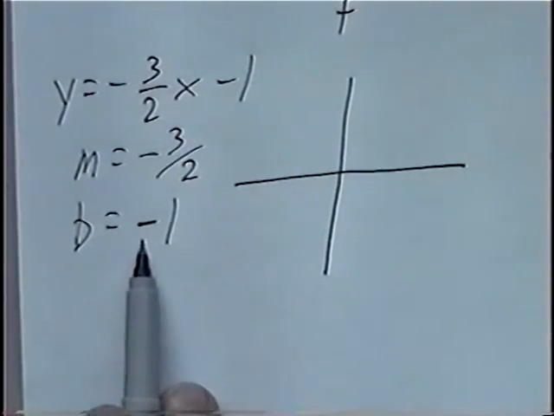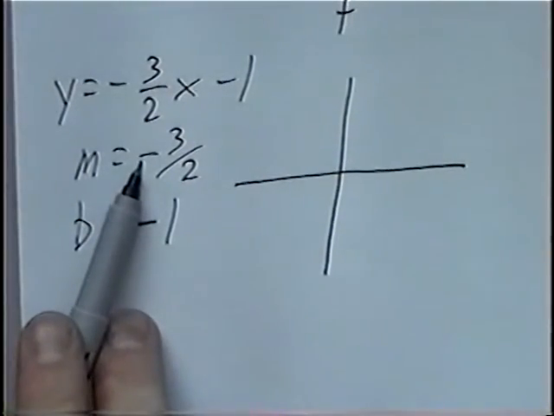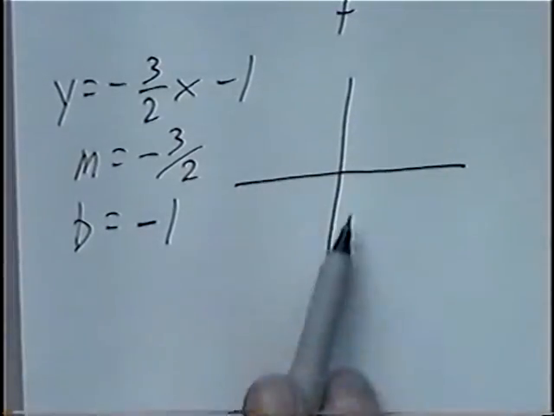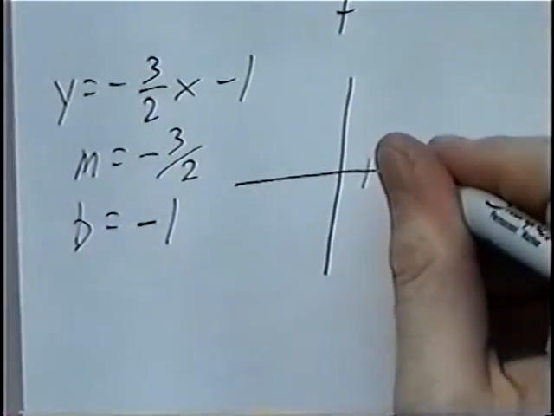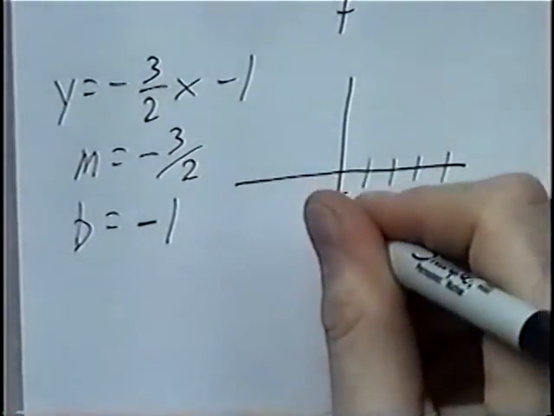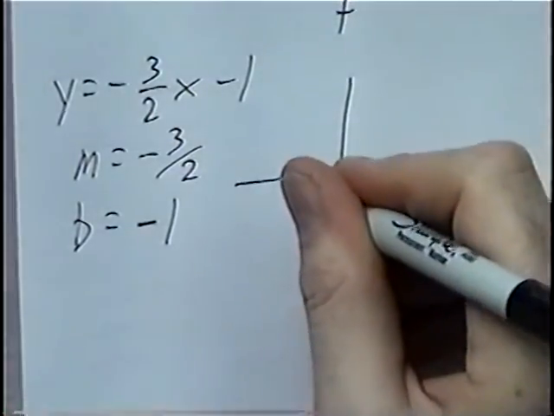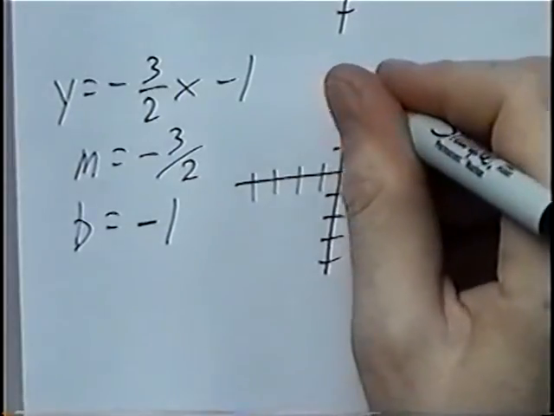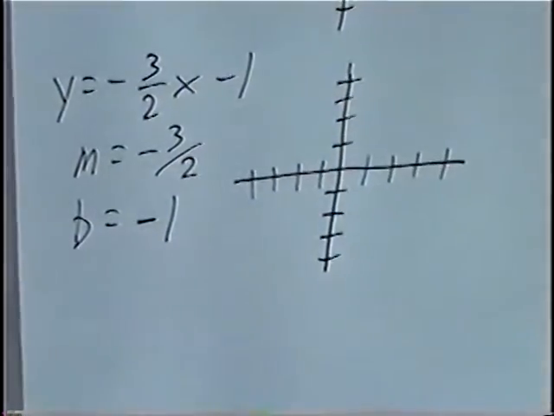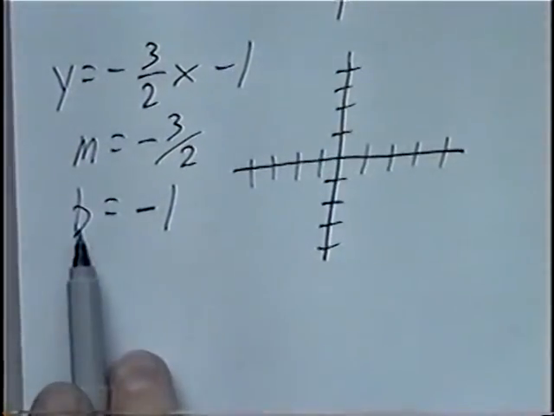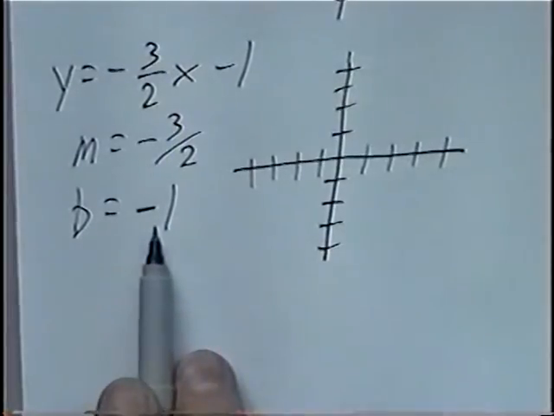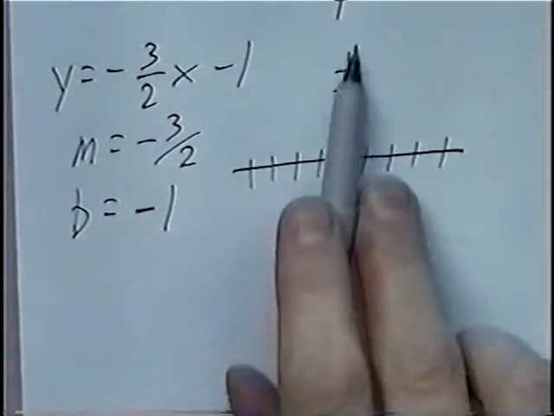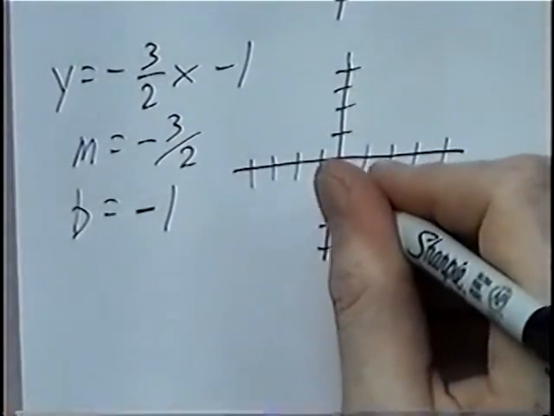We'll be starting at negative 1 and be going down 3 spots, so we can go 4 spots in each direction. Always start with the b or the y-intercept, which is negative 1. It crosses the y-axis at negative 1.